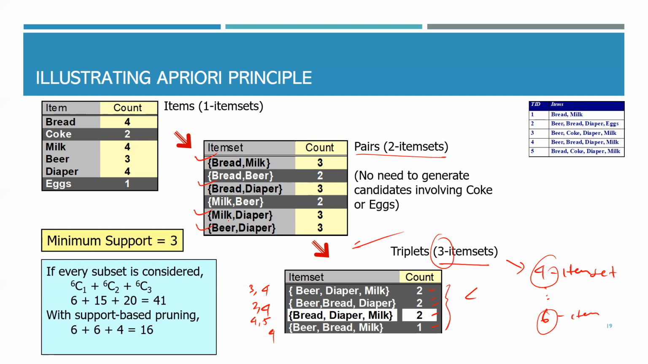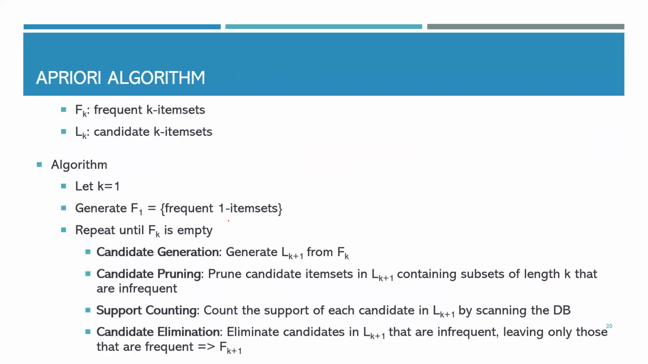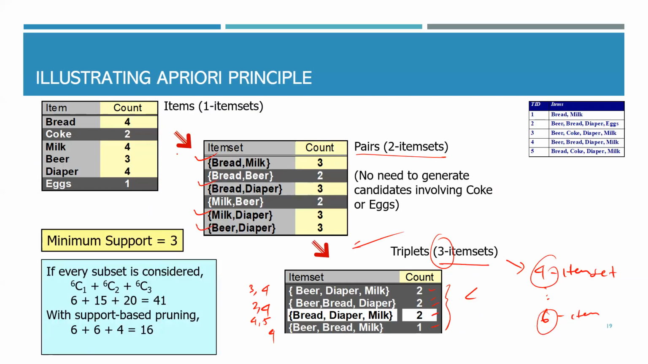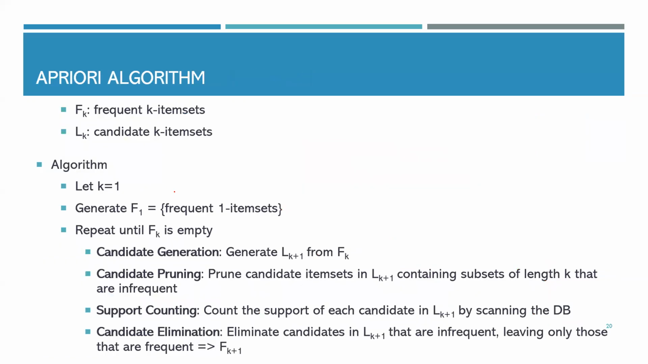Okay. This is the illustration of the Apriori principle. We can do this manually, of course. We are smarter than computers, but this is for the computers. This is the algorithm. Of course, the computer should have a fixed step by step.